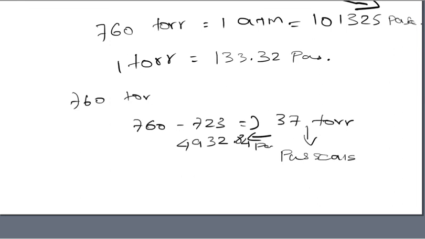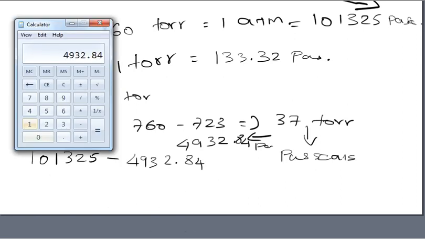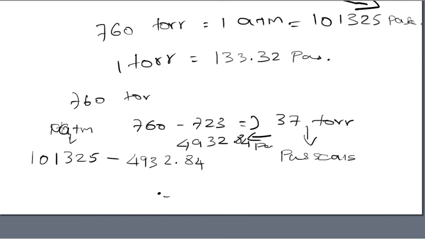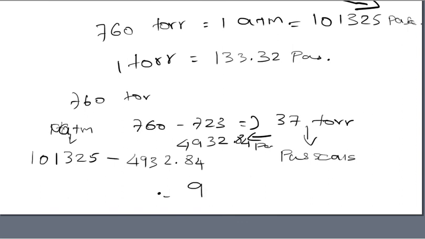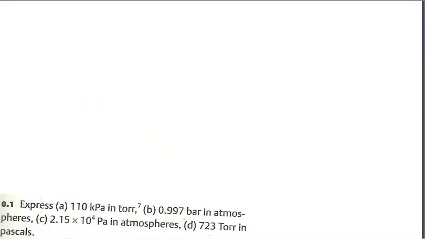So now, 723 torr is what we are talking about. 723 torr is 101,325 pascal, that is 1 ATM, minus this 37 torr, 4932.84. So 101,325 minus 4932.84. It's giving an answer: 96,392.16 pascals. This much pascals is 723 torr converted.